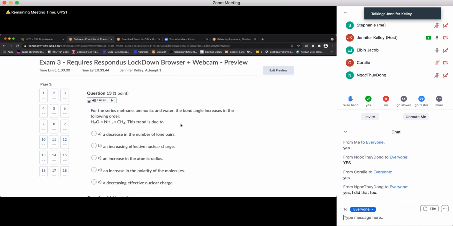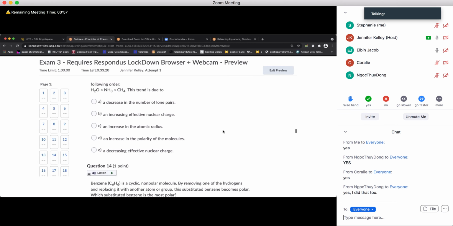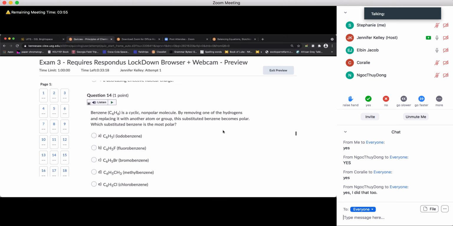The more lone pairs you have, the more it forces the atoms close together, and so it's going to decrease the angle of H2O most because it has more lone pairs. So that would be decreasing in the number of lone pairs from water over to methane, which has none. Perfect. All right.